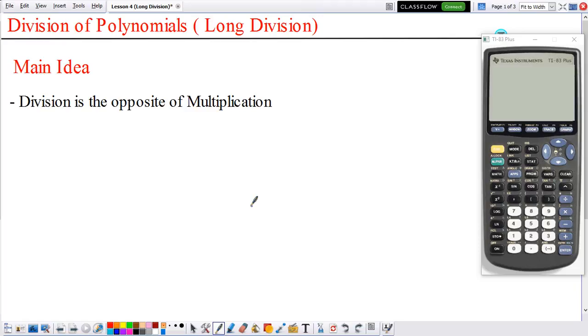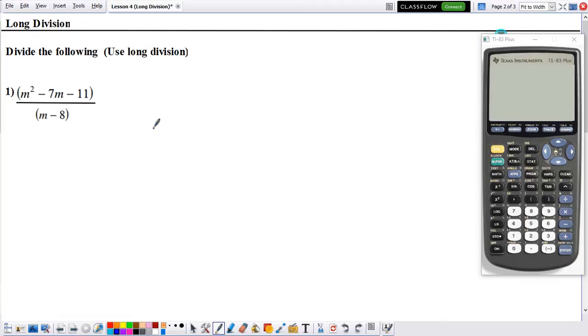Now today, we will see division of polynomials, and we're going to be using the method of long division. Now the main idea for today is that you got to remember that division is nothing more than the opposite of multiplication. So keep that in mind as we're doing the following examples. Now, how can we divide polynomials? Well, this is the method that we're going to be implementing here, which is long division.